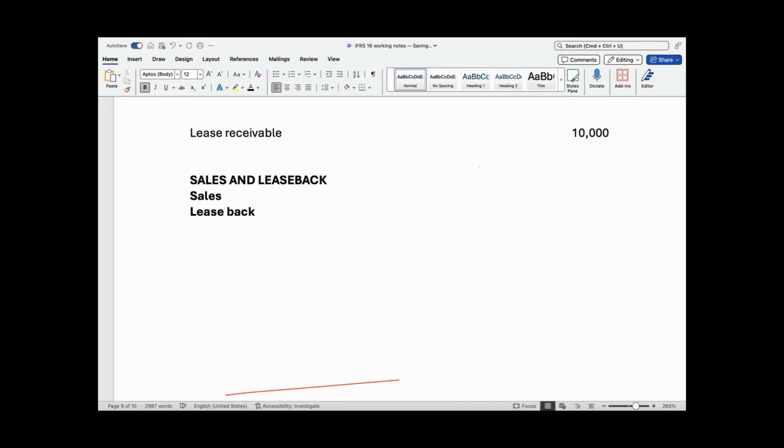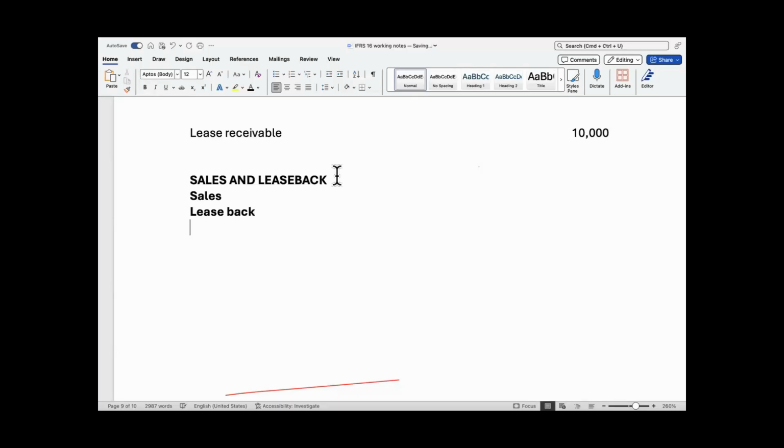Now, the accounting issue here that we need to resolve is that when you know that you still need an asset, why did you sell it? Why did you sell the asset? Why are you going through this route? You still need it. Why did you sell it?